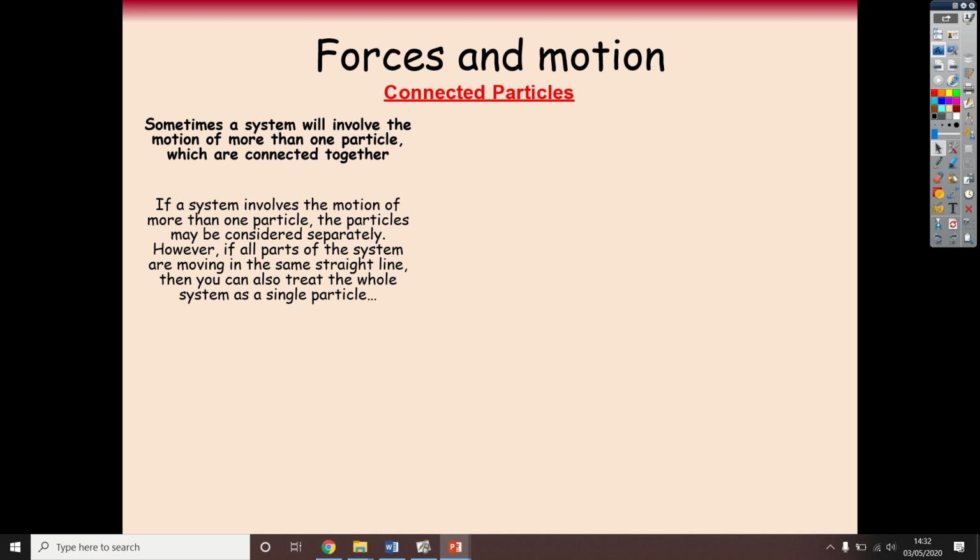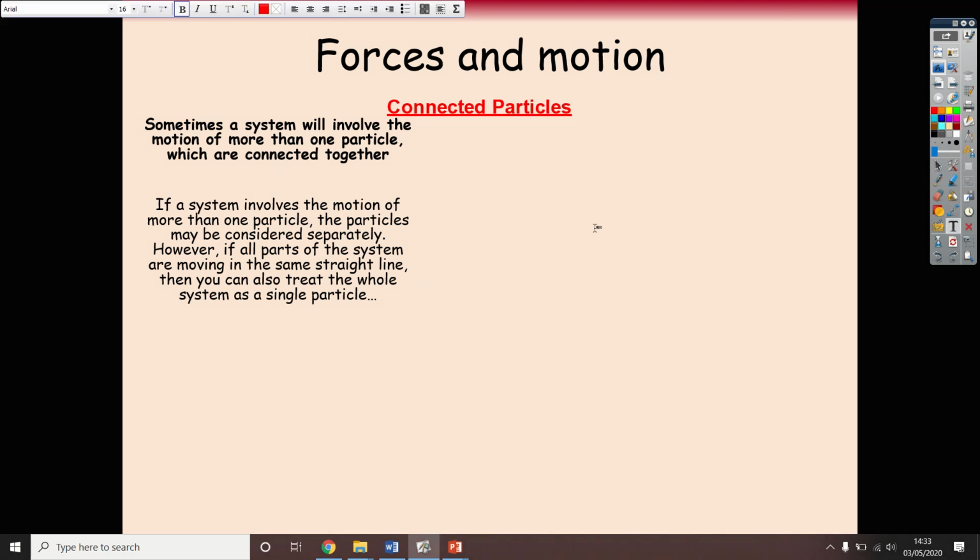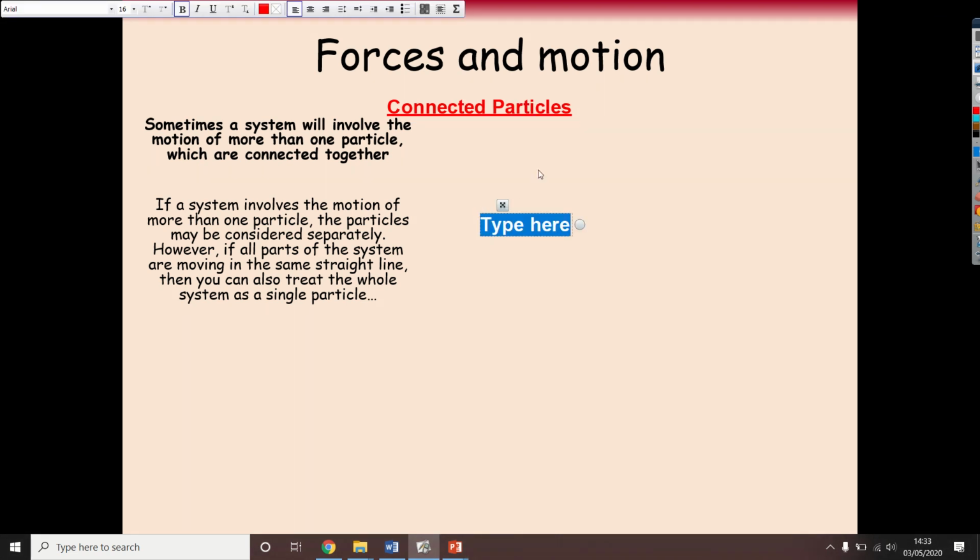You either separate your system into two separate pieces and look at them separately, or it might be more manageable to look at the whole thing as one big particle, one big system. Typically if both of the particles are moving in a straight line, it's easier to do it that way. You're going to be coming across two forces, well, one really, but there's two to be thinking about.